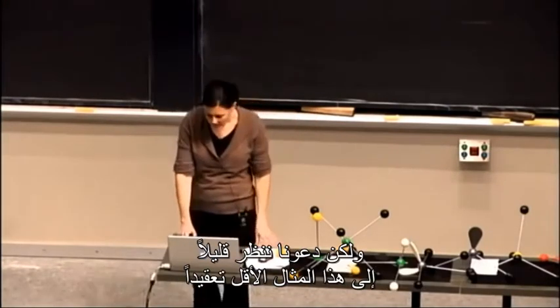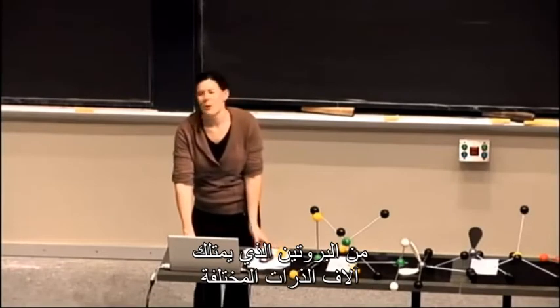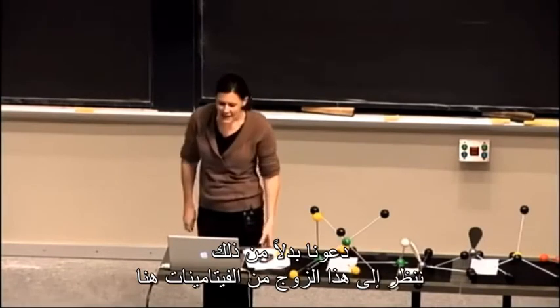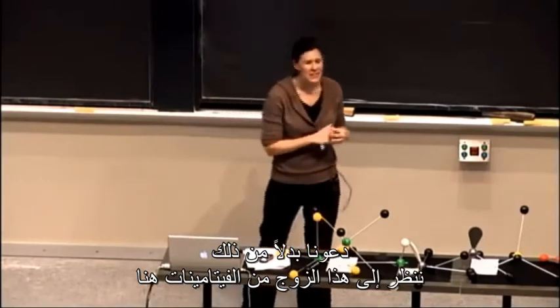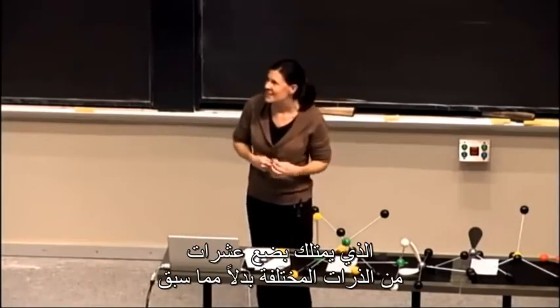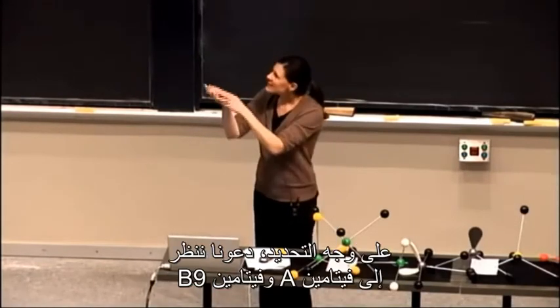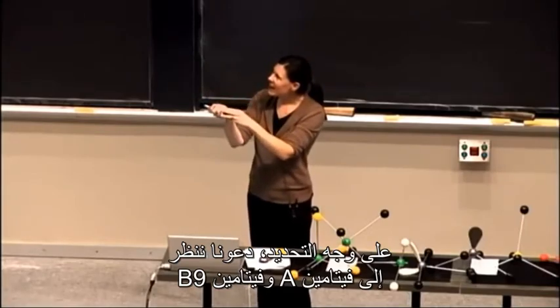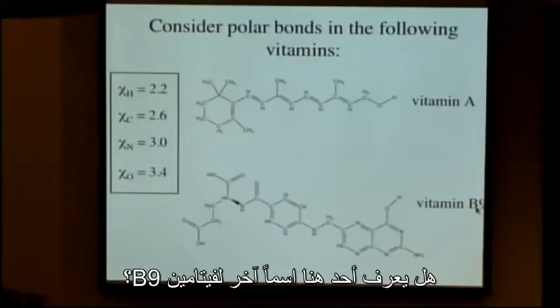But let's look at a little bit of a less complicated example than a protein with thousands of different atoms. Let's instead consider a couple of vitamins here, which have a few dozen different atoms in them. Specifically, let's look at vitamin A and vitamin B9. Does anyone know another name for vitamin B9?